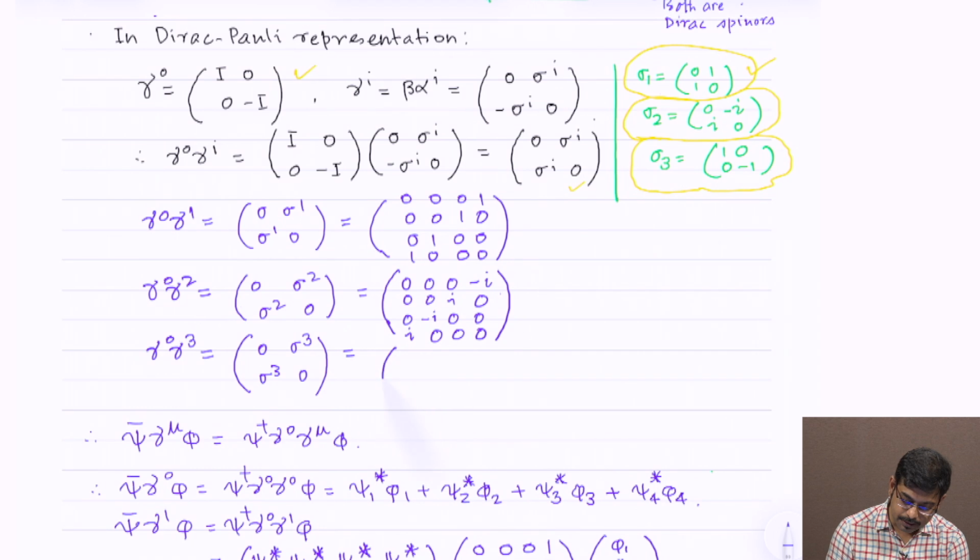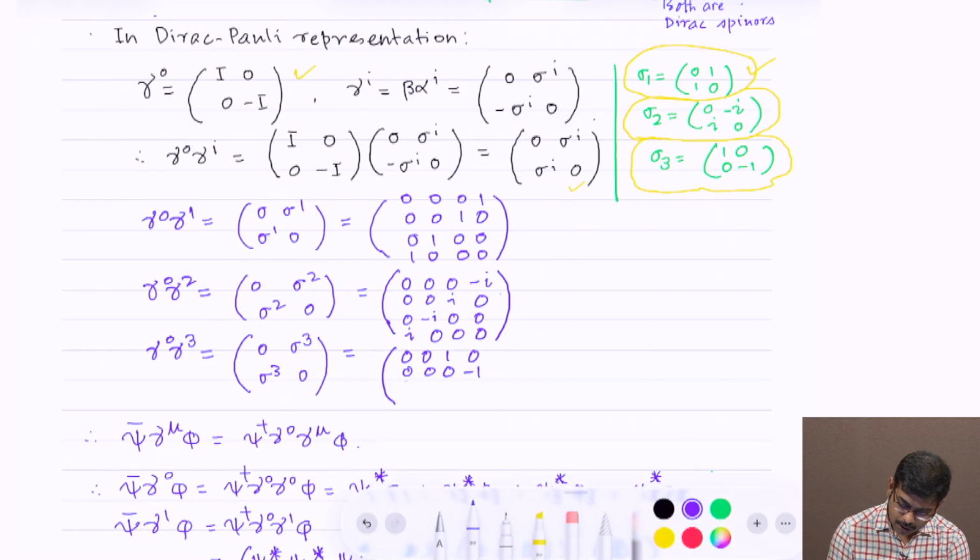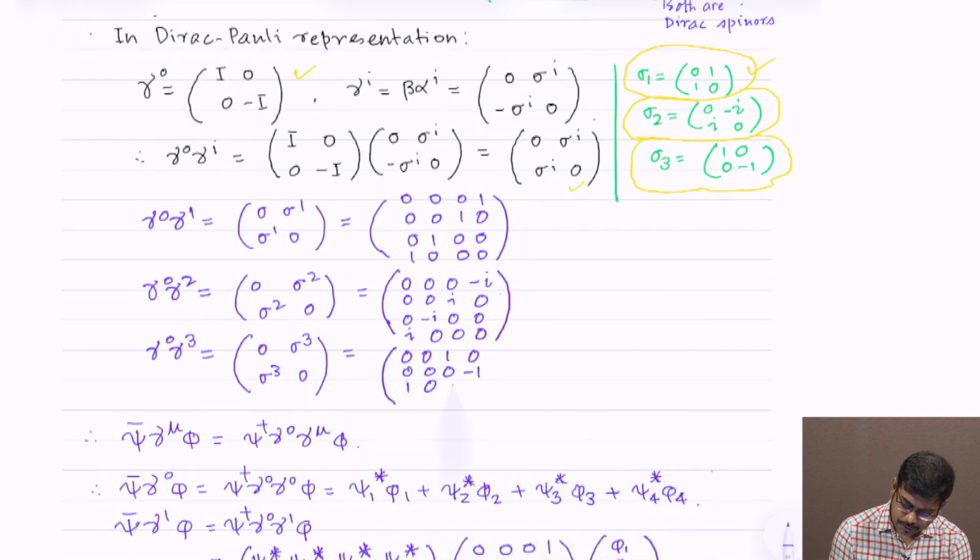What happens to gamma 0 gamma 3? This is 0 sigma 3 0, and this is actually 0 0 1 0 0 0 0 minus 1 0. So, you have 1 0 1 0 0 0, and this is 0 minus 1 0 0. So, this is basically gamma 0 gamma 3.